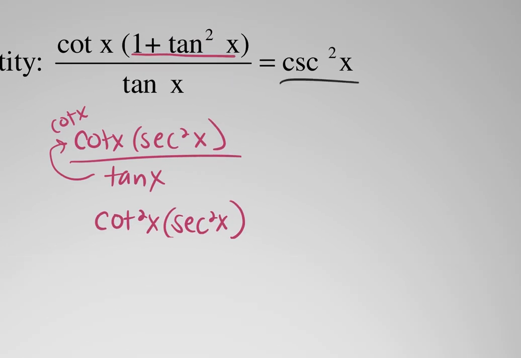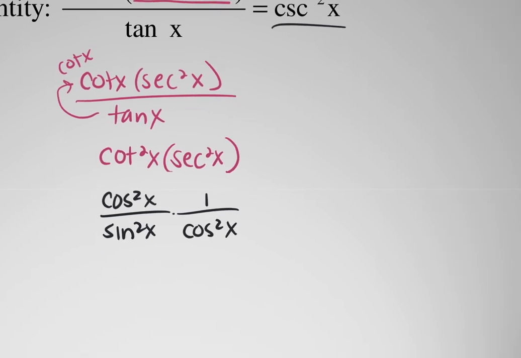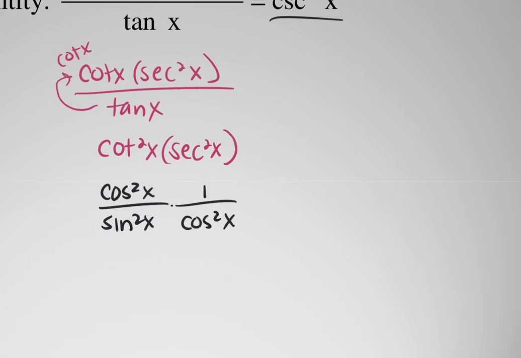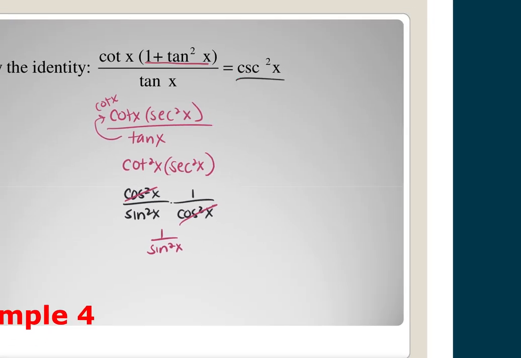I would go to the right and look, okay, obviously I need to get it down to one term. Sine over cosine. So cotangent is cosine over sine. Cosine squared over sine squared. And what is secant squared? 1 over cosine squared, right? Now what? Good, cosines cancel. I get 1 over sine squared, and 1 over sine squared is cosecant squared.